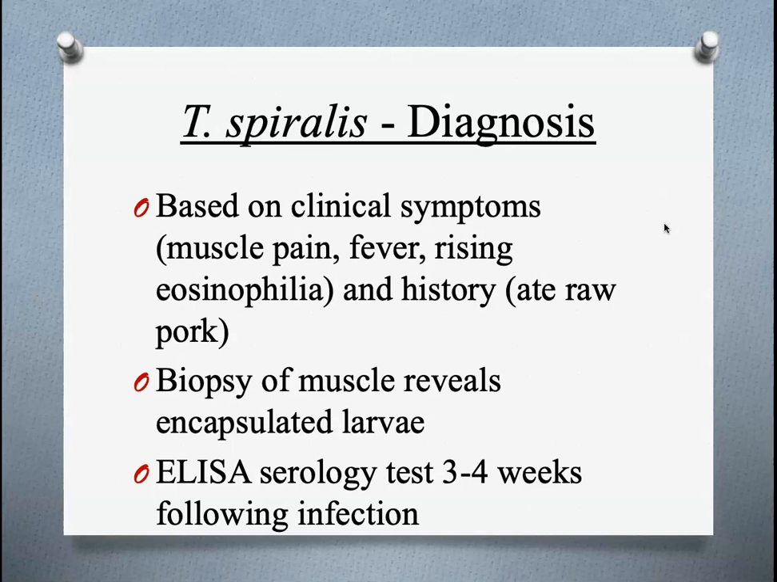Now, the most definitive thing would be to actually do a biopsy of the suspected muscle that's infected with the larva. Although that's a pretty invasive procedure and the doctor would have to know which muscle tissue to go after. So that's not the first thing they're going to do, is just go do a random biopsy. So this can take a while to diagnose. And there is a serology test, but it takes about 3 to 4 weeks to develop the antibodies to be detected for Trichinella.